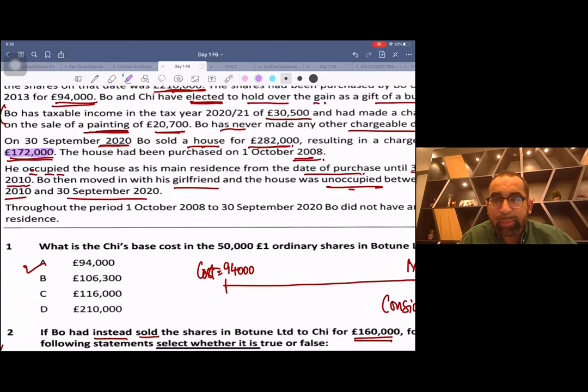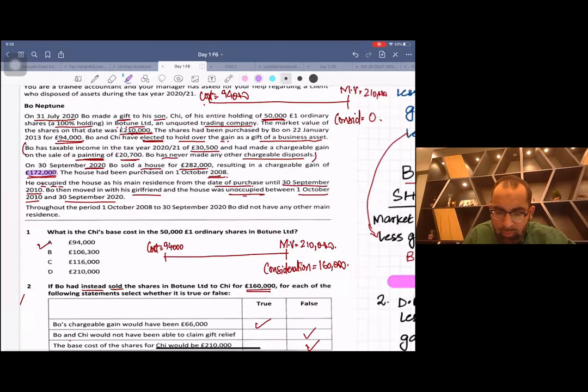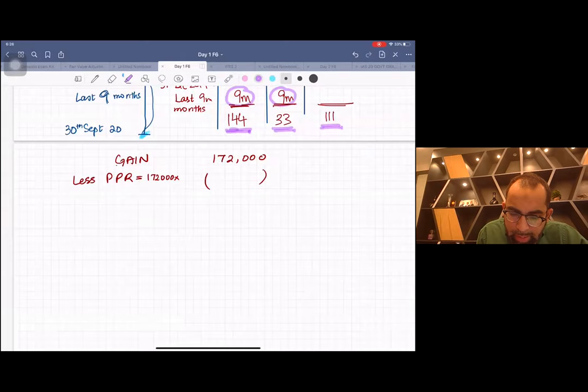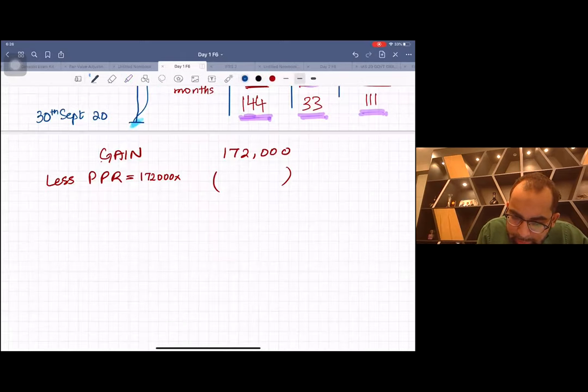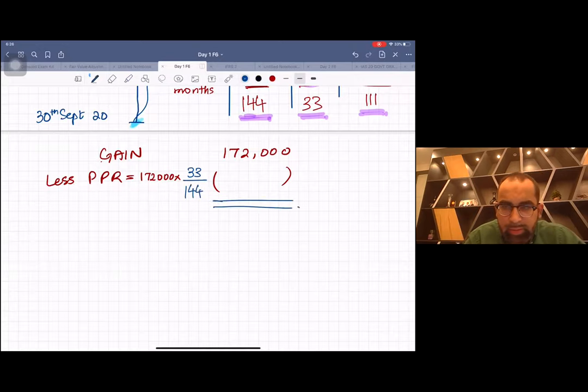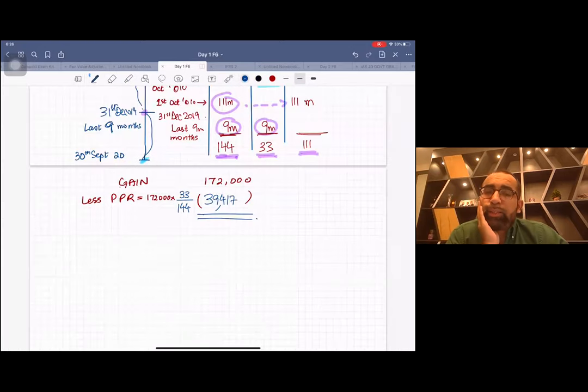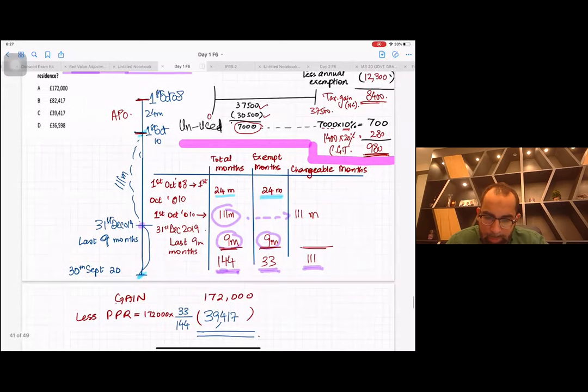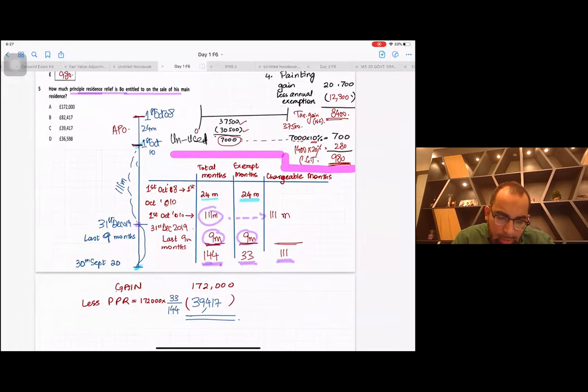Open your eyes. Check it out. So what we'll do, we'll write gain. And what is the formula of PPR? Gain multiplied by exempt months divided by total months. Can anybody of you calculate the PPR? It's 39417, or 39416. That's what they ask you. This is straight away 39417, your PPR. And your answer is C.